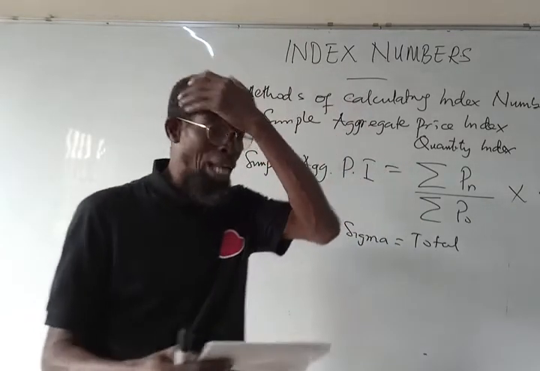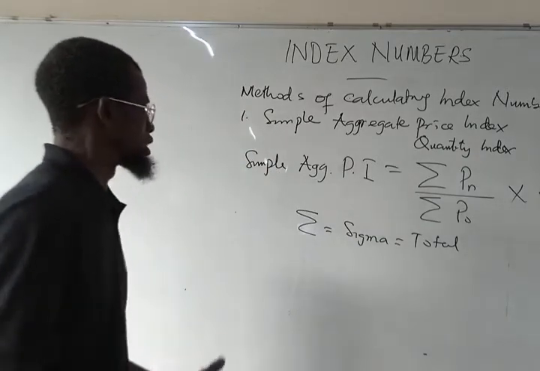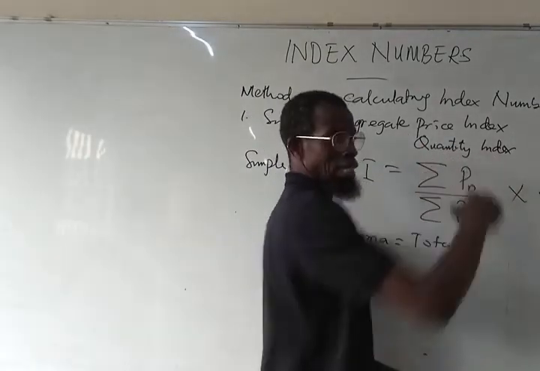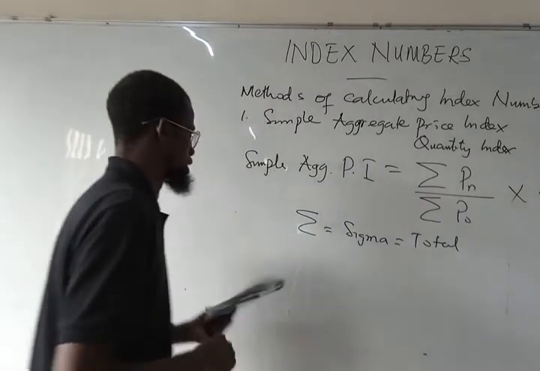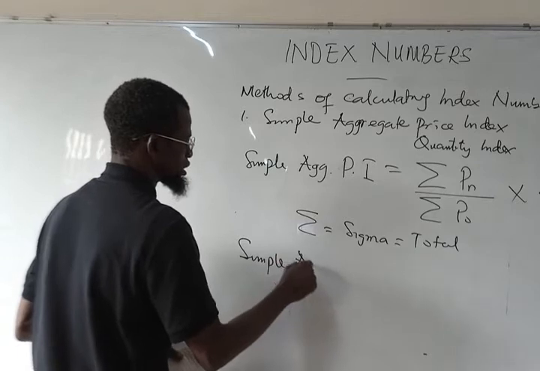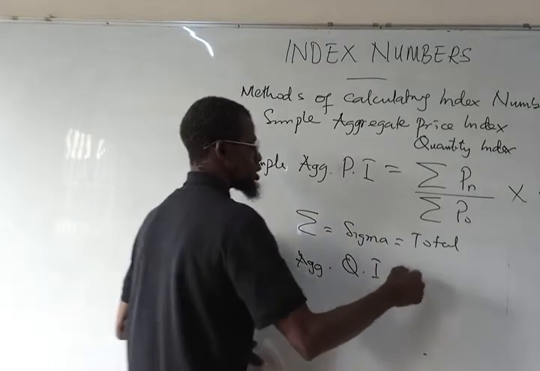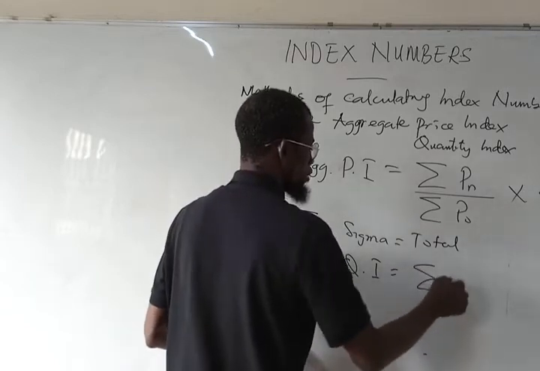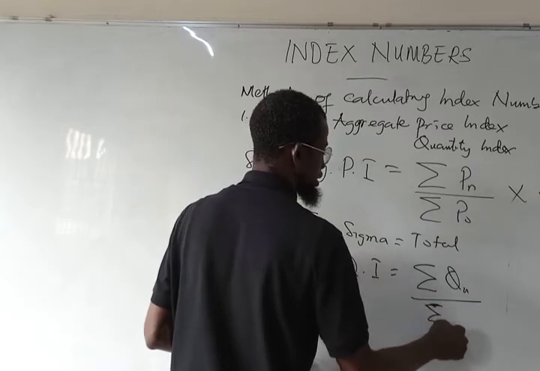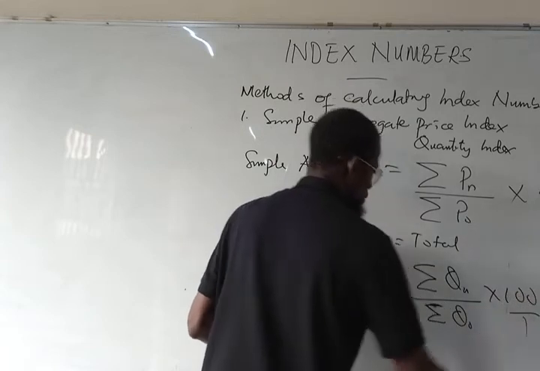And we have a similar formula if it is that of the quantity, that is the simple aggregate quantity index. In that case, the simple aggregate quantity index is equal to the summation of the quantity of the current year over the summation of the quantity of the base year, times 100 over 1.